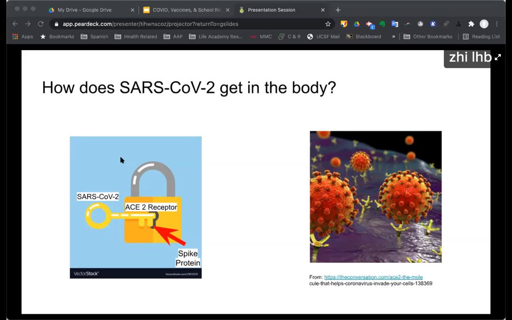One interesting fact is we develop a lot more ACE2 receptors, or we start expressing them, meaning having them available, during puberty. And so this is one of the thoughts about why COVID might affect young people differently from adults, might be related to how many ACE2 receptors they have available.